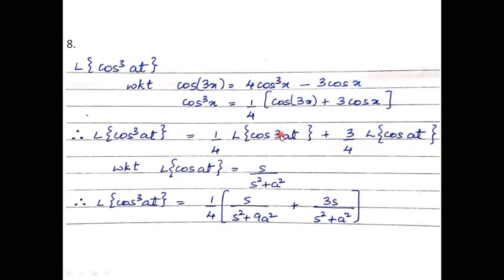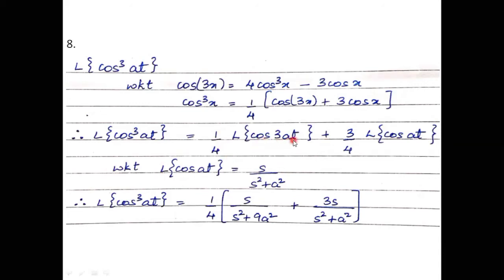Okay. Fine, and I have just multiplied that 1 by 4 to both the terms, and here already there is 3, so it's 3 by 4, and 1 here, so it's 1 by 4. And we know that cos at Laplace transform is s by s square plus a square. So for hyperbolic it will be minus, and for cos at it will be plus s by s square plus a square. So Laplace transform of this will be, okay, 1 by 4 taken outside.